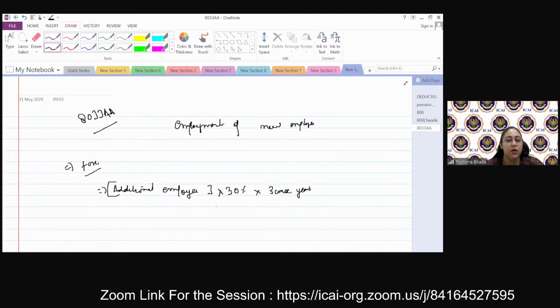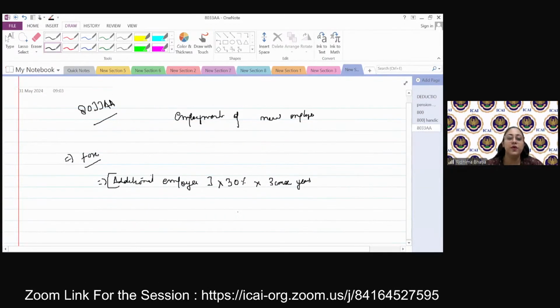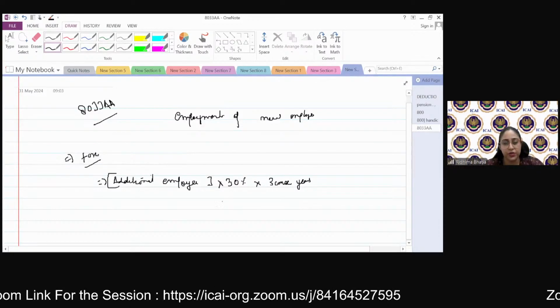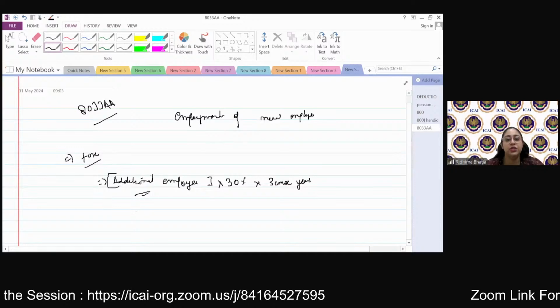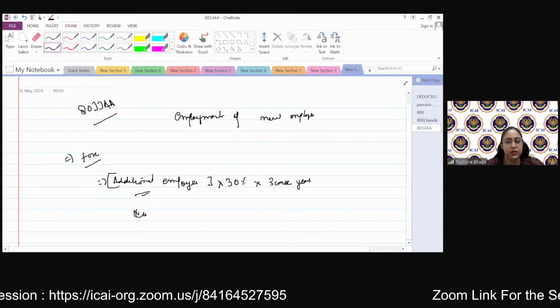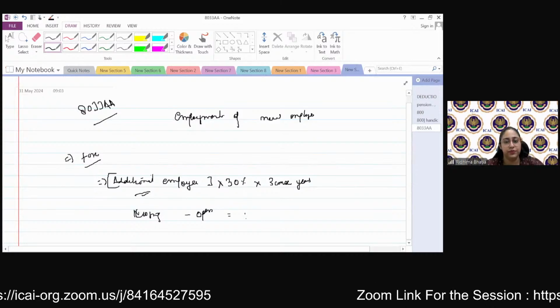For 3 consecutive years. Now it could be that either I'm starting the business this year, so whosoever all the employees are, they are my new employees. But if I am already in an existing business, how will I calculate additional employees? Closing minus opening would be my additional employees.